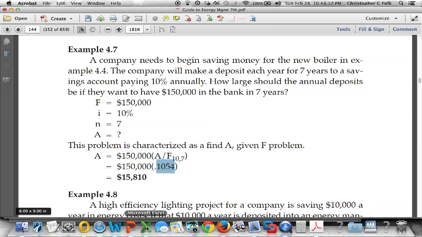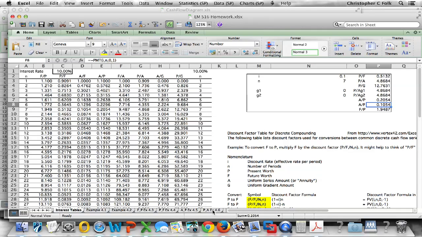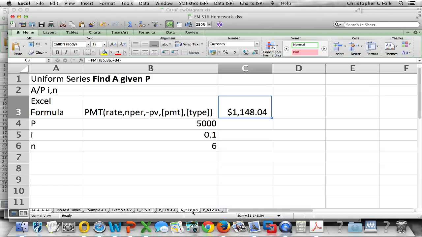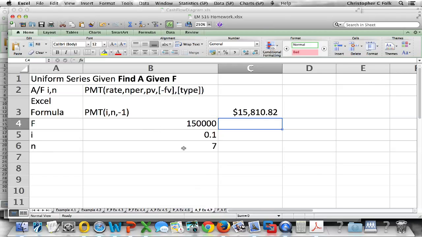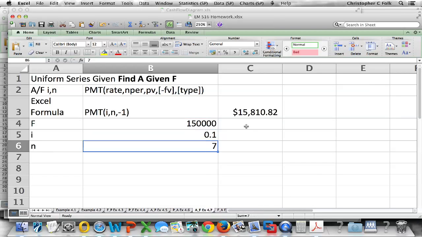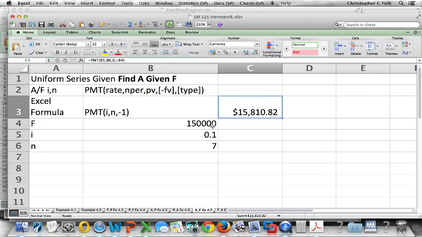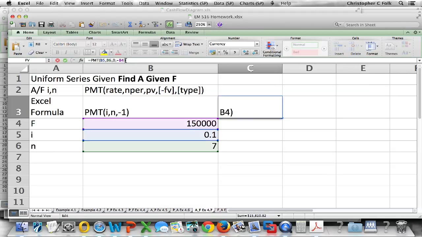So let's go back to that table and find, where'd my table go? Here it is, find A given F. So there's $150,000, there's the 10%, there's the 7 years. When I plunk down here in C3, where I put it, it's going to show me the value, and when I start moving up here, it will give me this.